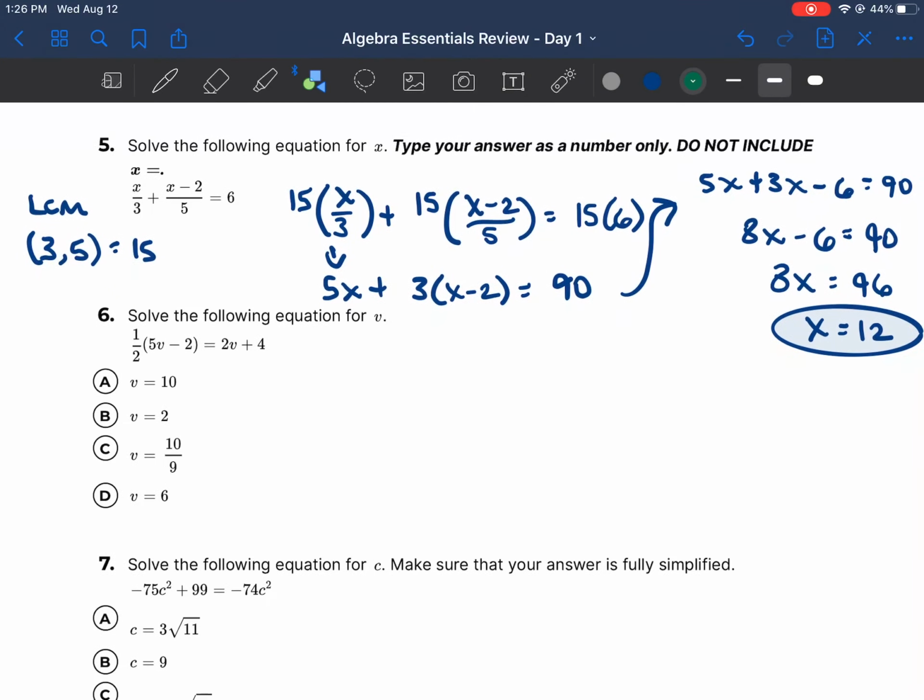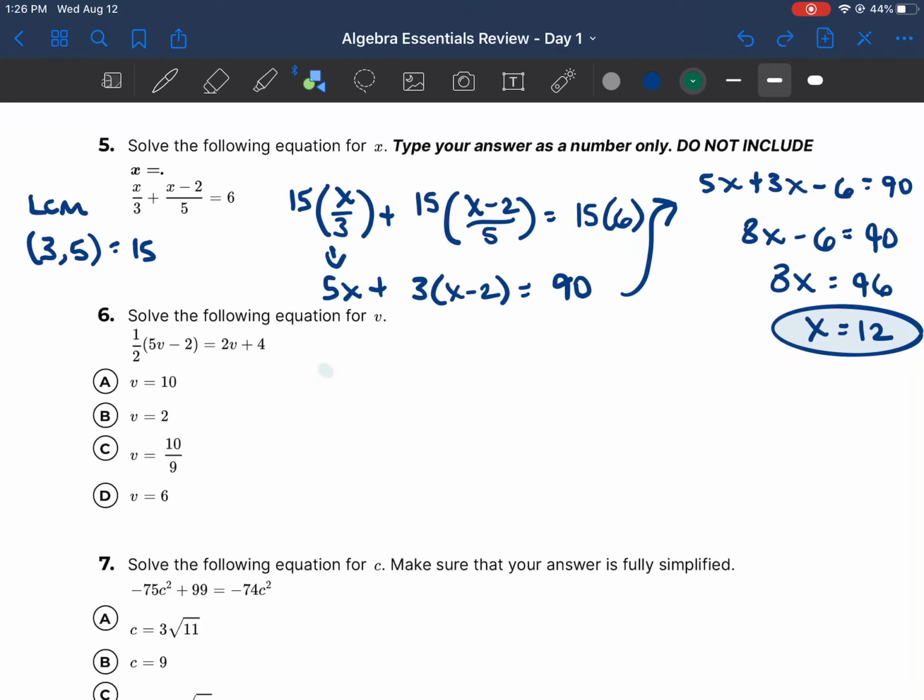Number 6, solve the following equation for v. So we have another problem where we're solving an equation for a variable. In this case, we have 1/2 times 5v minus 2 equals 2v plus 4. Again, a lot of students might get a little apprehensive about a problem like this because of the presence of the fraction 1/2. Well, we have a way to handle that 1/2. One thing we can do is look at the reciprocal of 1/2, which is 2, because if you flip the fraction upside down you get 2 over 1. So let's multiply both sides of this equation by 2.